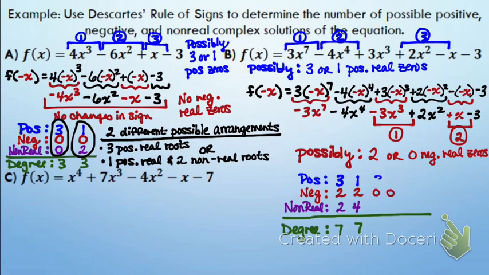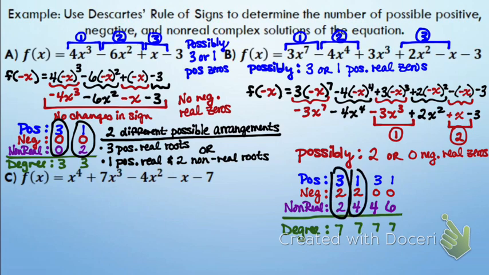I could have 3 positives and no negatives. I could have 1 positive and no negatives. Still has to add up to 7. If there are 3 positive real zeros and no negative real zeros, how many non-reals? 4. If there is only 1 positive real zero and there are no negative real zeros, how many non-reals would we have to have? 6.